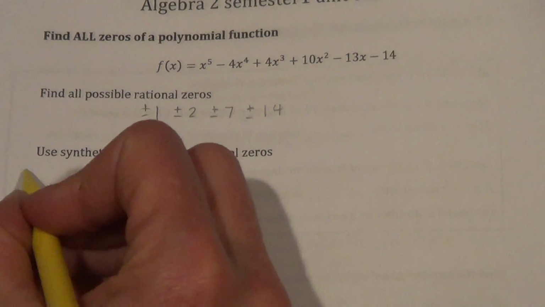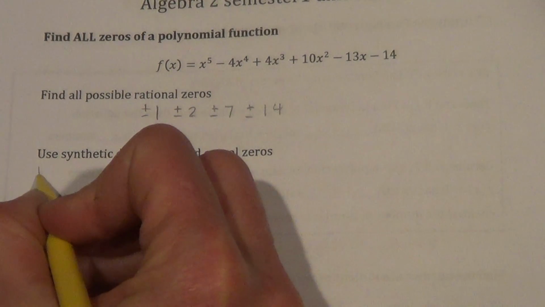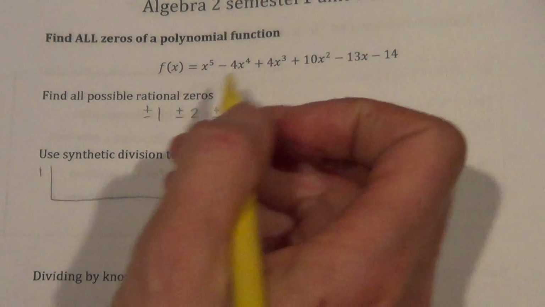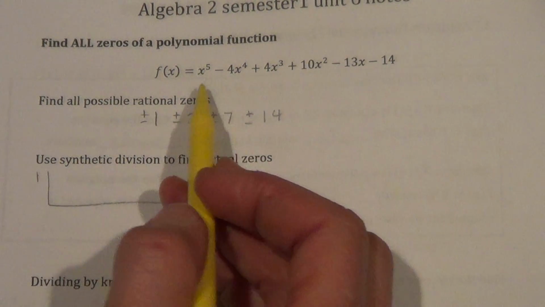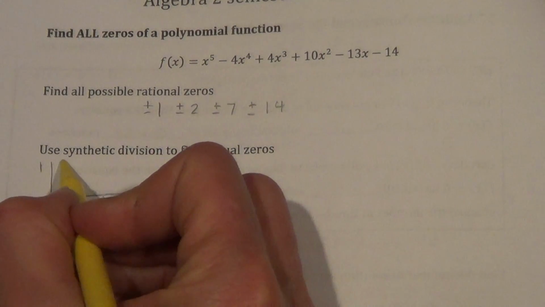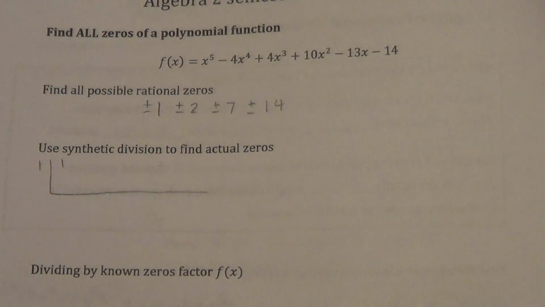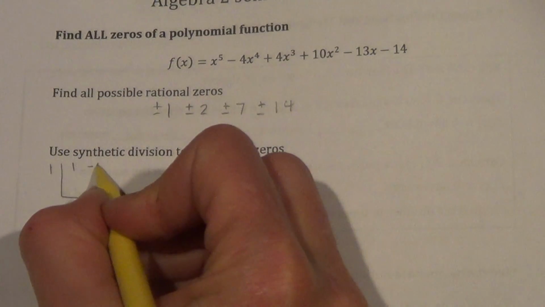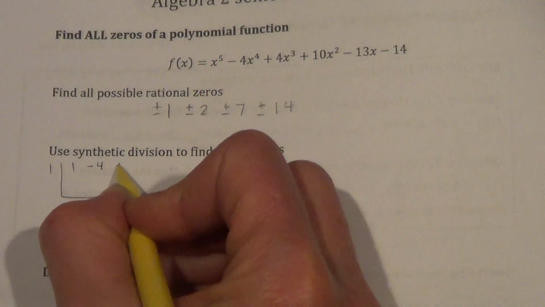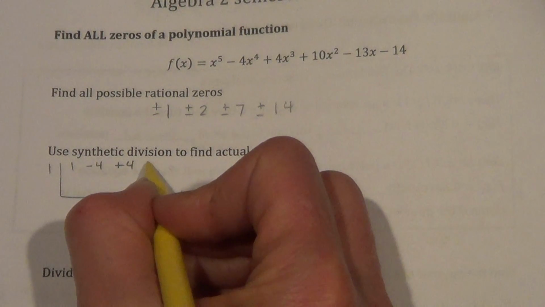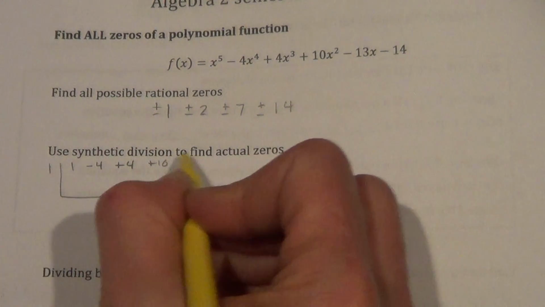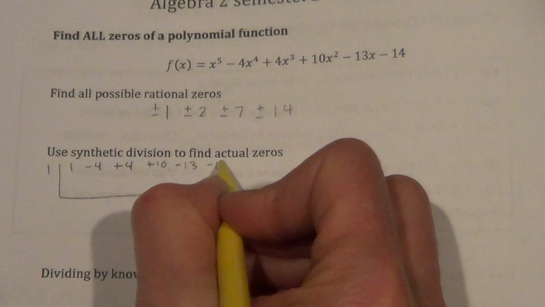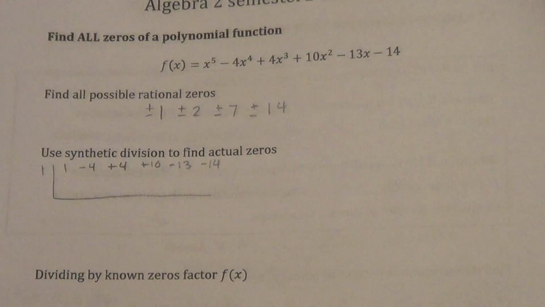So I always start with 1, and I bring down my coefficients. From this upper problem, I have 1 as my leading coefficient. My second coefficient is -4. Third is +4. Fourth is +10. Then -13. And then -14. I drop down the 1.